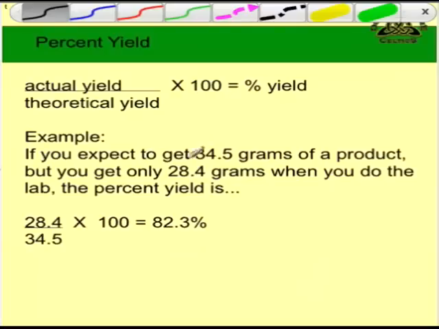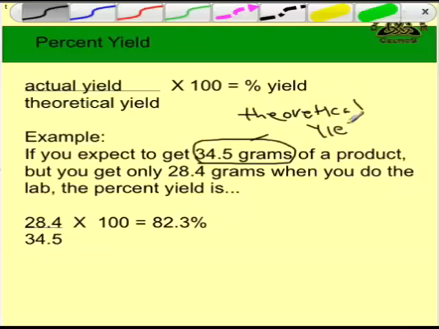If you expect to get 34.5 grams of a product, if this is how much you expect to get, this is your theoretical yield. But you only get 28.4 grams. This value is your actual yield. And by the way, your actual yield is always less than the maximum that you expect to get.